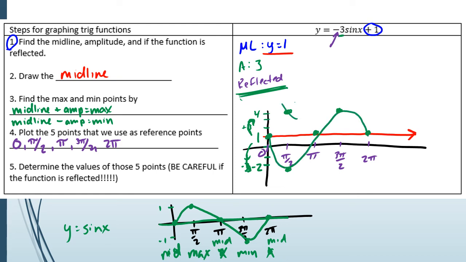So that's what this graph looks like. That point should not be there. Okay, so that's how you determine the value. Knowing that at 0 we're on the midline, at pi we're on the midline, at 2 pi we're on the midline. Pi over 2 is a max unless it's reflected, and 3 pi over 2 is a min unless it's reflected. Then they switch spots.